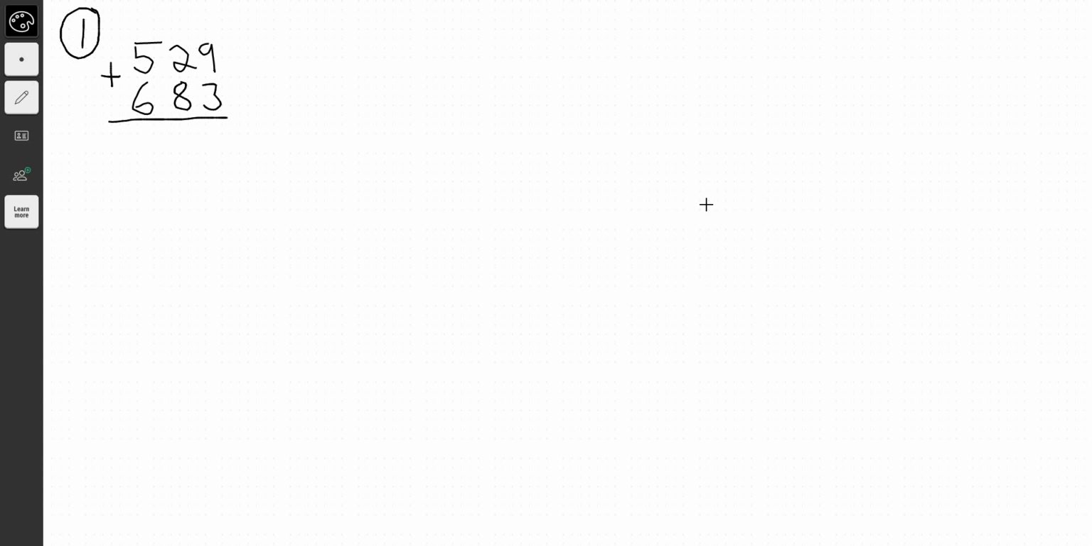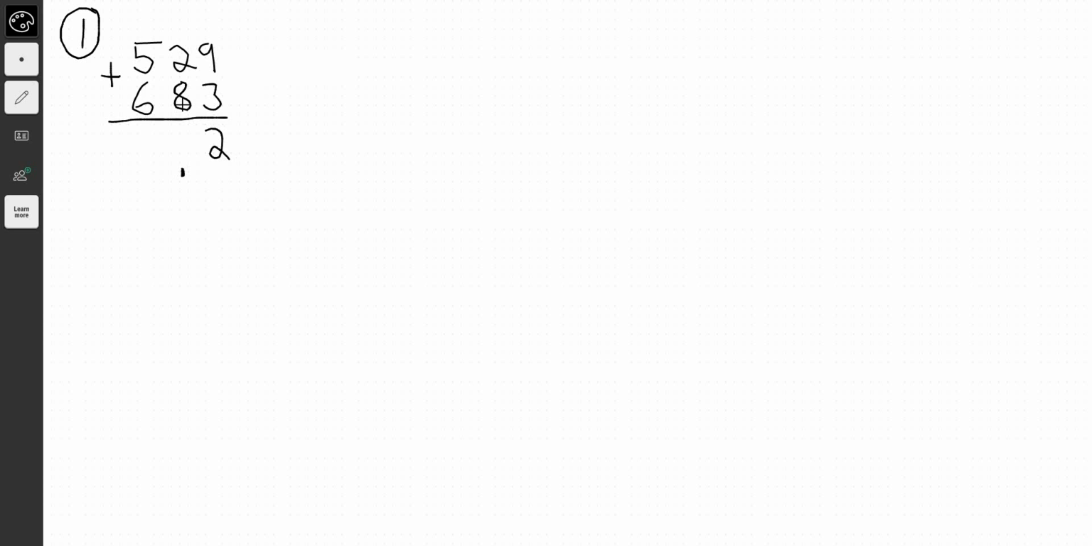So this is the first question, 529 add 683. So we'll look at the last column and we've got to add 9 and 3. So 9 plus 3 gives us 12. So we write the 2 here and we carry over the 1.